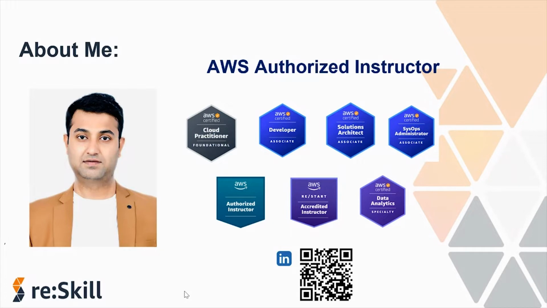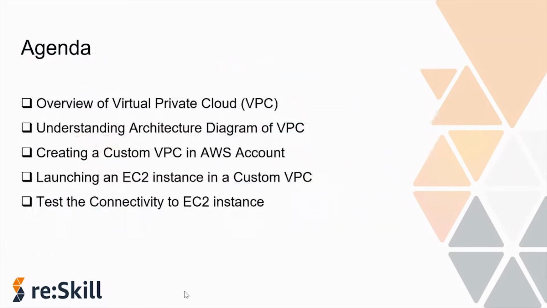Now let's see the agenda. What's the agenda we are going to cover as a part of this particular session. In the agenda, first of all, I will give you the overview of virtual private cloud. Then we'll talk about the architecture diagram of VPC, how the flow will be there. We'll create a custom VPC in AWS account. Then we will launch an EC2 instance in a custom VPC and we will test the connectivity to the EC2 instance. So this will be the end-to-end agenda for this particular session.